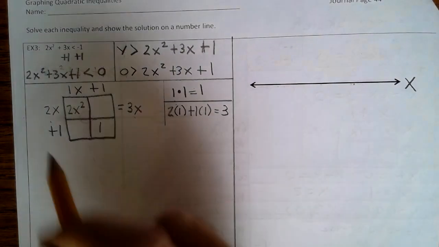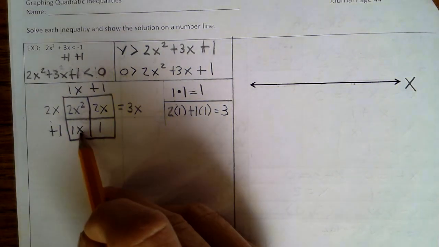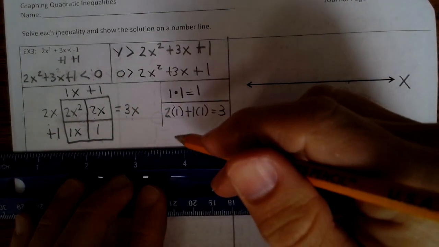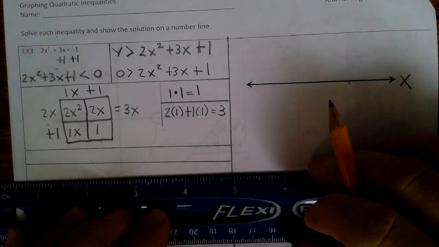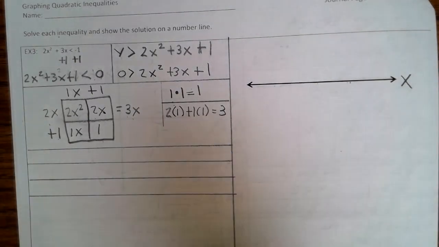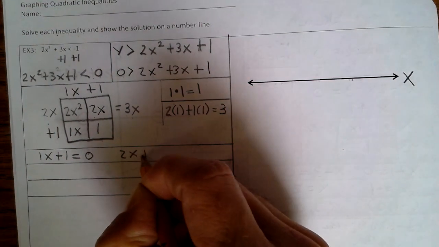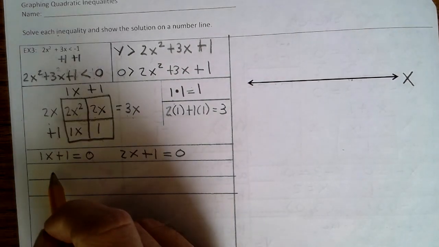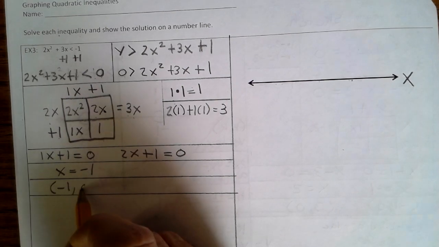Okay, well, let's check to make sure it works. 2x times 1 is 2x. 1 times 1 is 1x. 1x and 2x is 3x. This works. So our factors are 1x plus 1 equal to 0, and 2x plus 1 equal to 0. Okay, so now we solve for x. Subtract 1 from both sides. x equals -1. So our x-intercept is -1 comma 0.